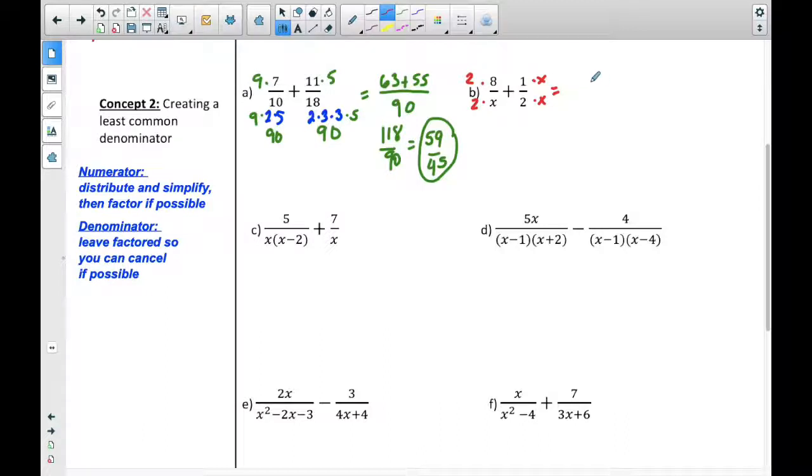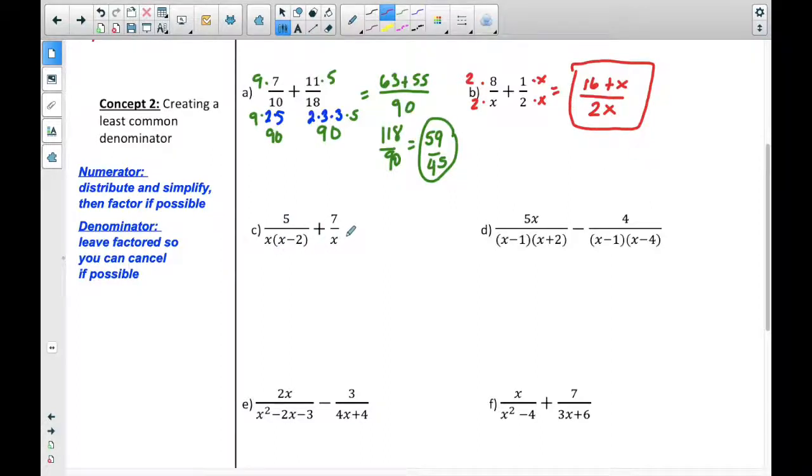Okay, so now what do I have? I have 16 plus x all over 2x. Can I simplify that? Can I cross out my x's? Or maybe make this 16 over 2 into an 8? No, because they are not common factors. That numerator cannot be factored any further, so that's as far as I can go.